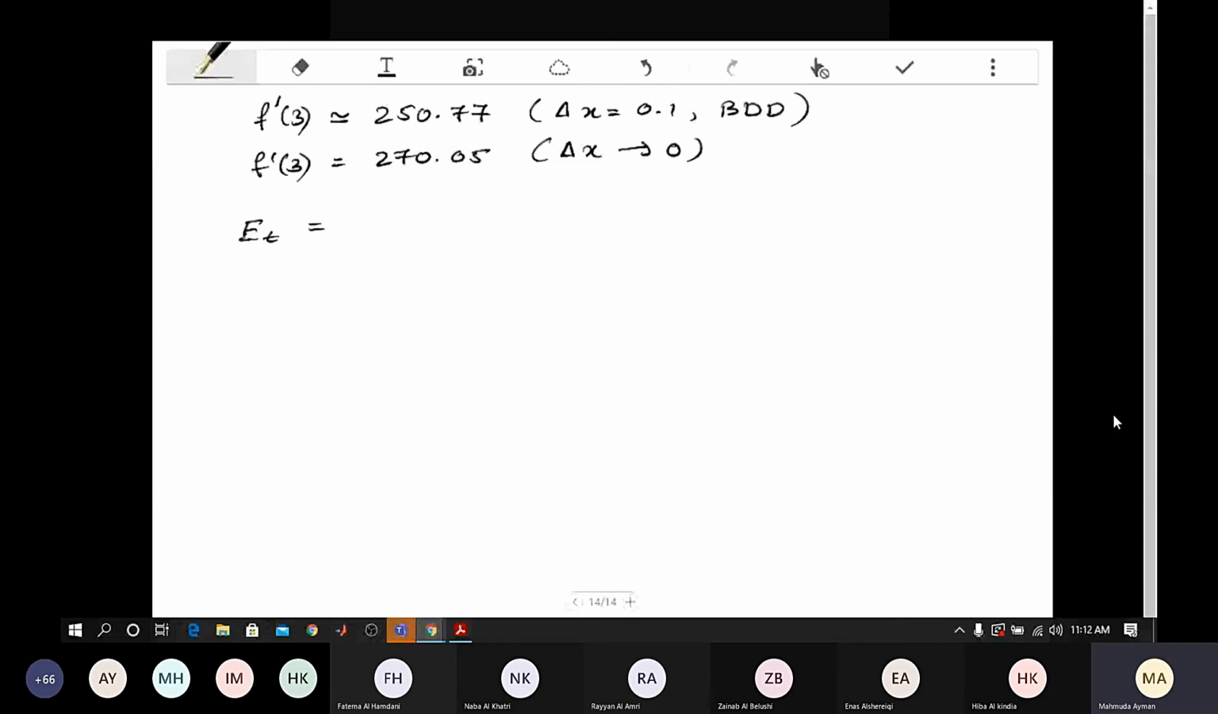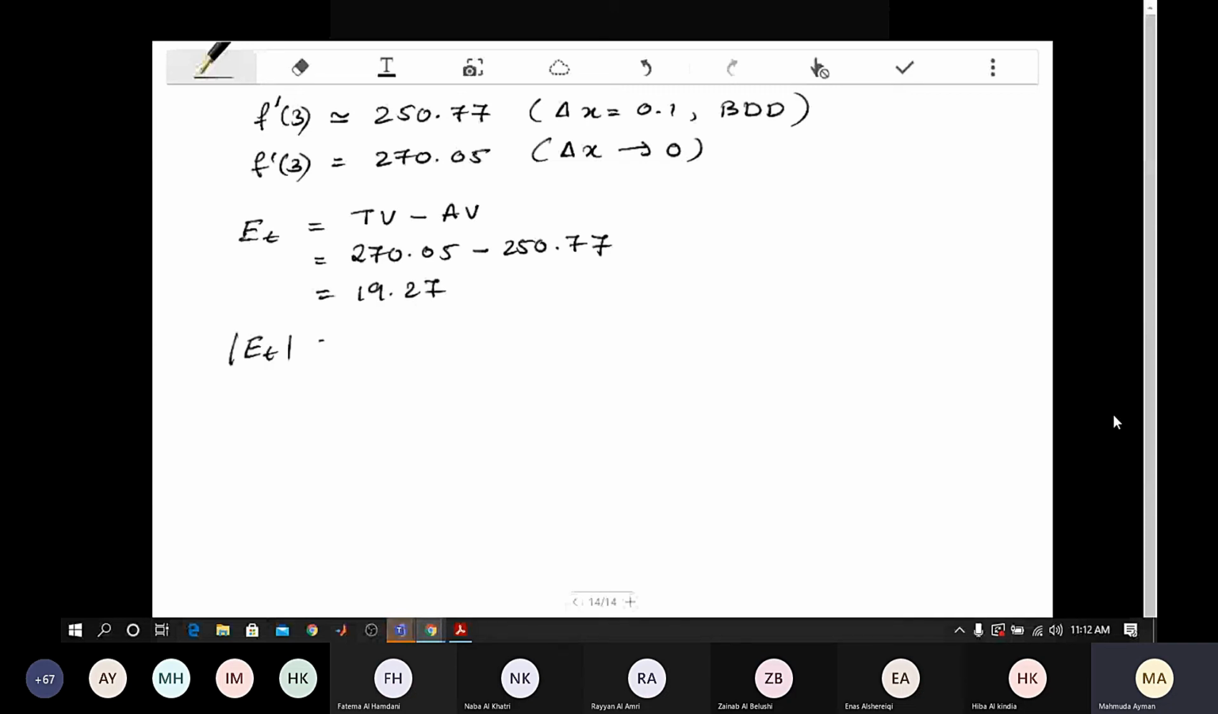So the true error is correct, yes. And what is the absolute relative true error? So here we have true value minus approximated value, which is 270.05 minus 250.77. That is equal to 19.27.